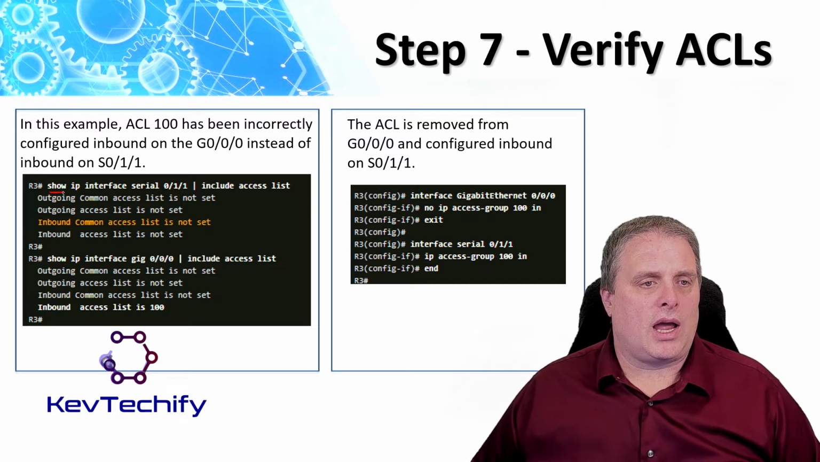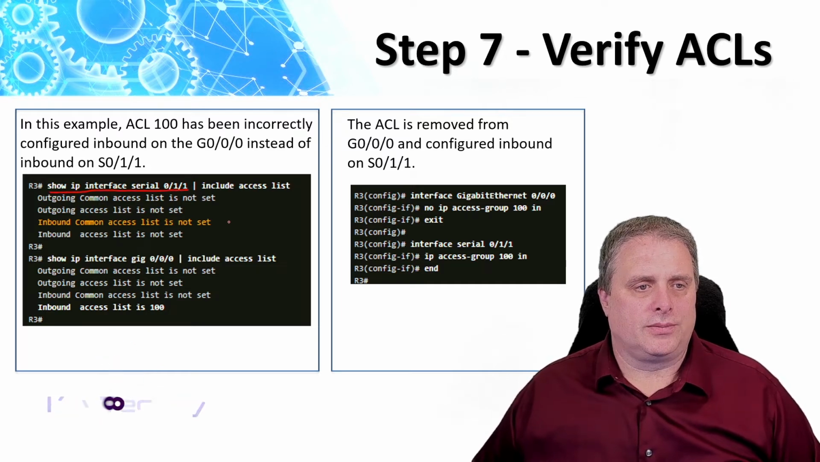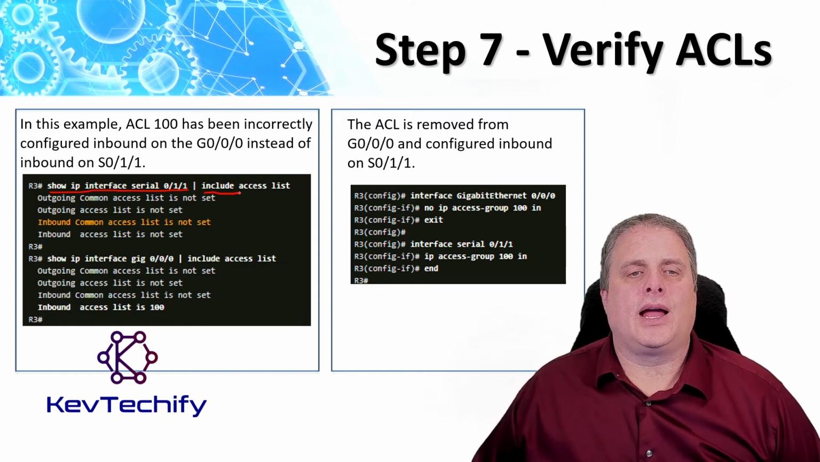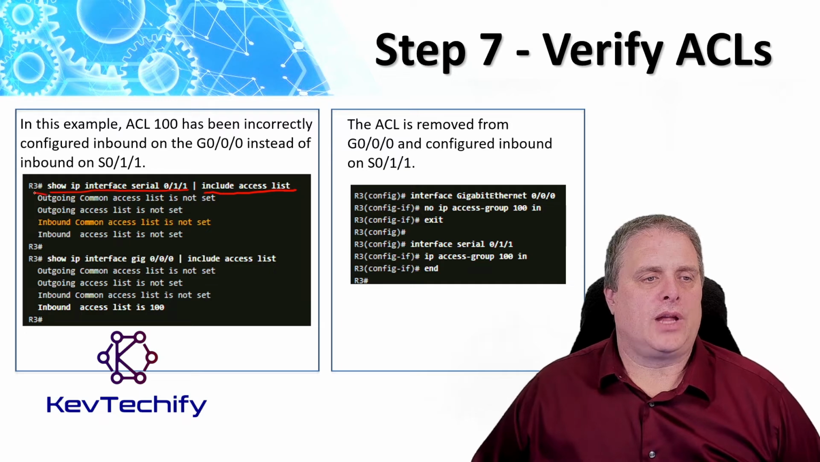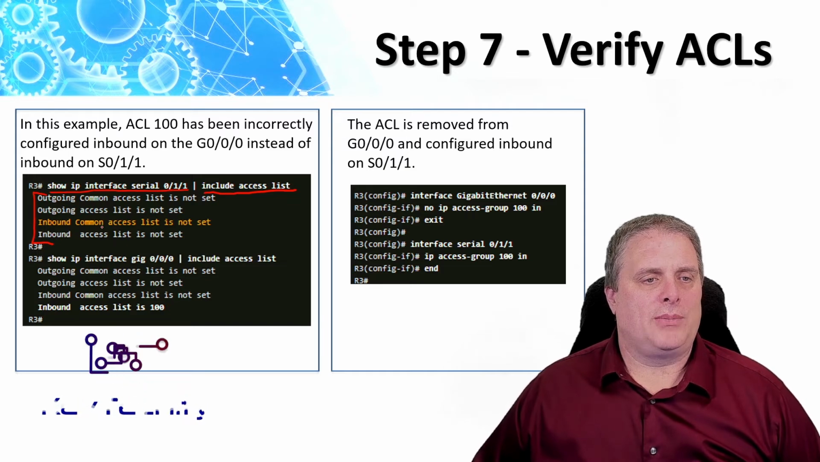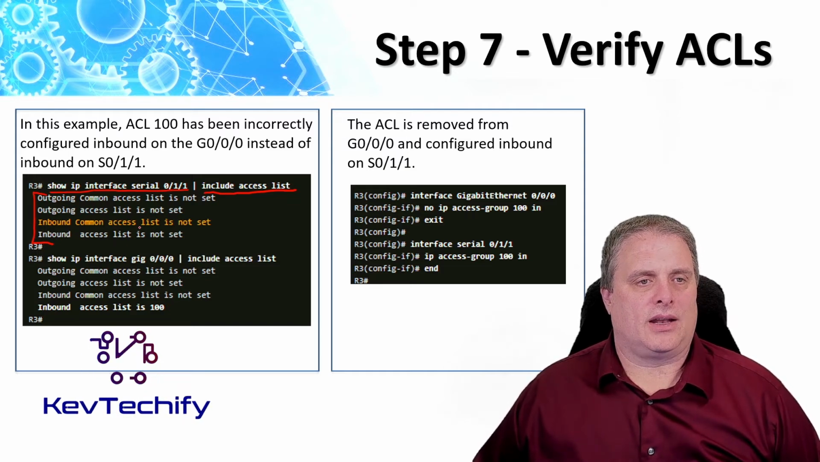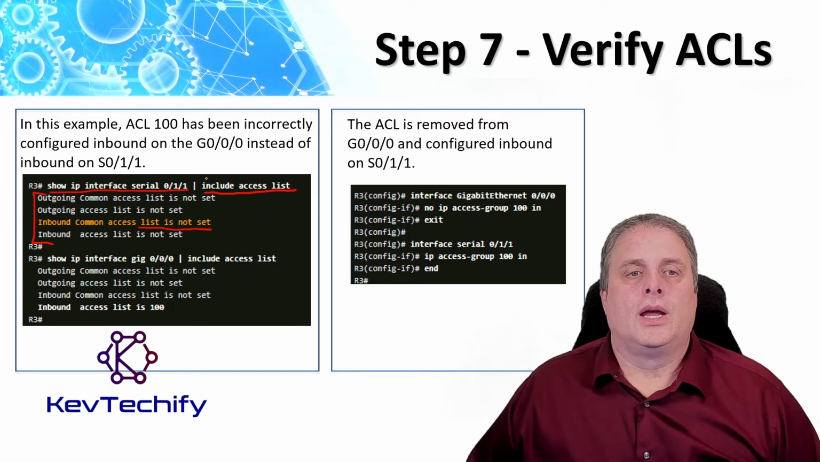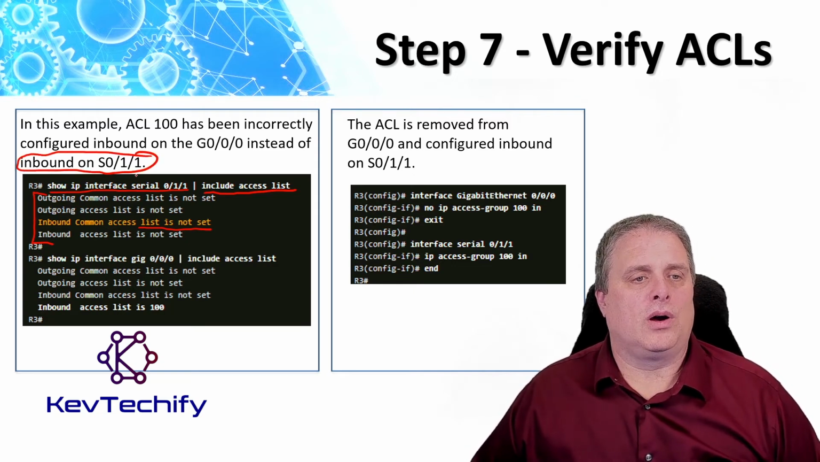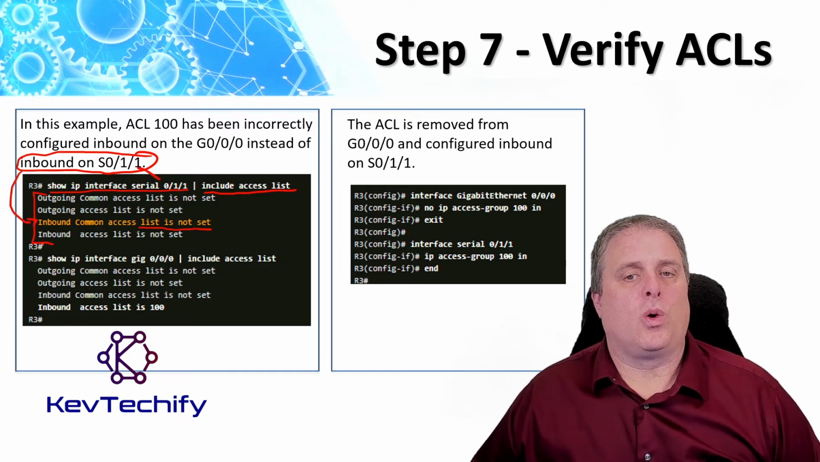So we did a show ip interfaces on our serial 0, and then we filter the output by including only lines that have access list in them. That gives us 4 lines here. These 4 lines will give us some information that the outbound common access list is not set. And going back to our requirements, inbound on S0/1/1, which is right here, should have access list 100.